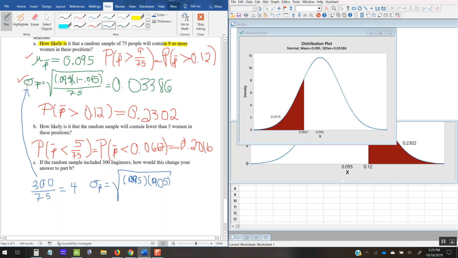Anyway, same values as we had up here, but the denominator is different. It's 4 times 75. Now, that's why I did that calculation earlier. I don't want to put 300 down there because I want to show you something.